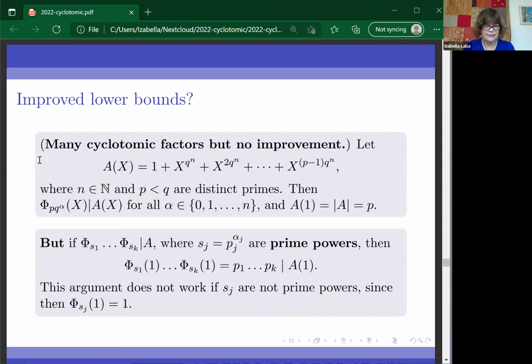there's also an easy case when we do get an improvement. If we have several divisors where the s_j are all prime powers, then Φ_{p^α}(1) is always p, and so we get an improvement here. The argument does not work when the s_j are not prime powers, because then Φ evaluates to 1 at 1.